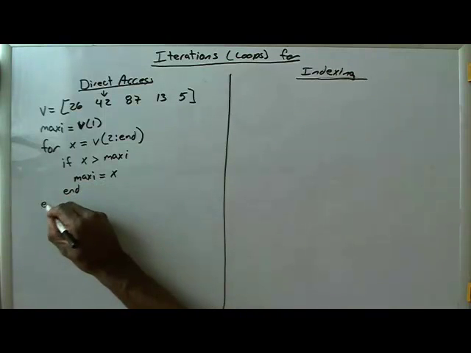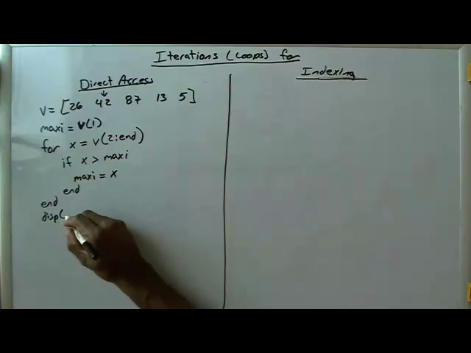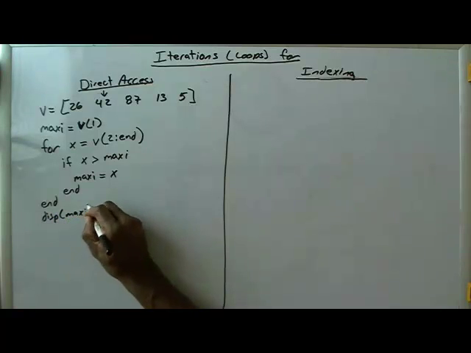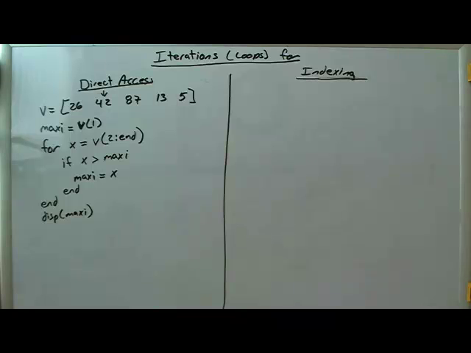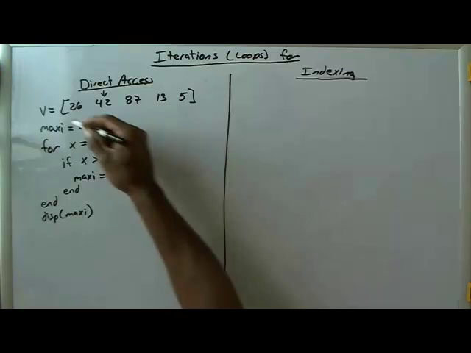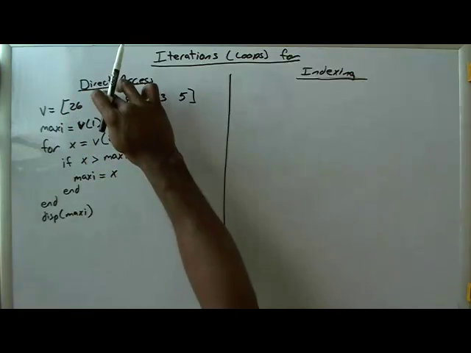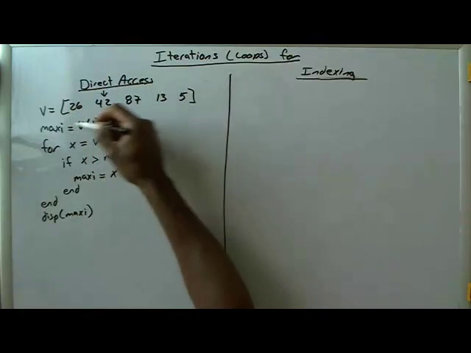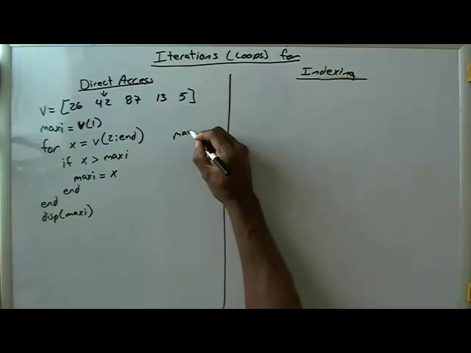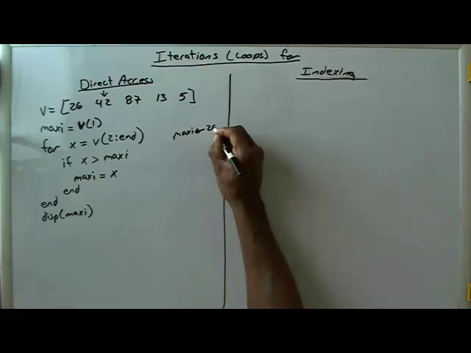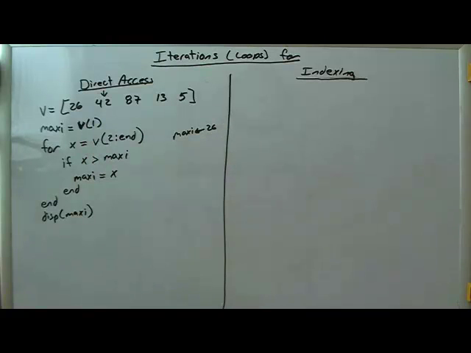End our loop, and just so we have something to do down here, display the value of maxi. Okay. All right, so let's go through this one. We come in, v equals this vector here, maxi. So the value of maxi is now going to get 26, because that's v indexed at 1.